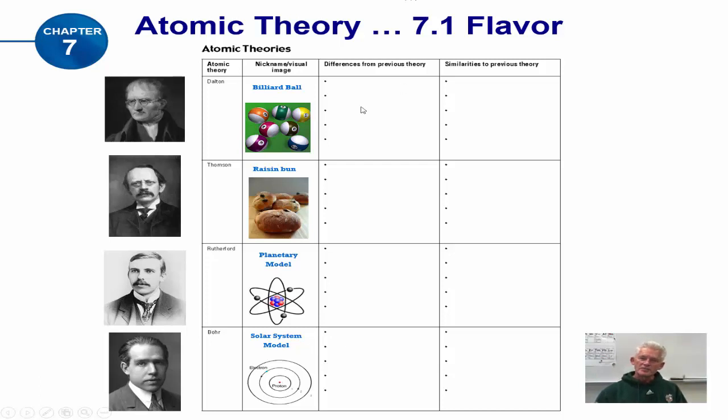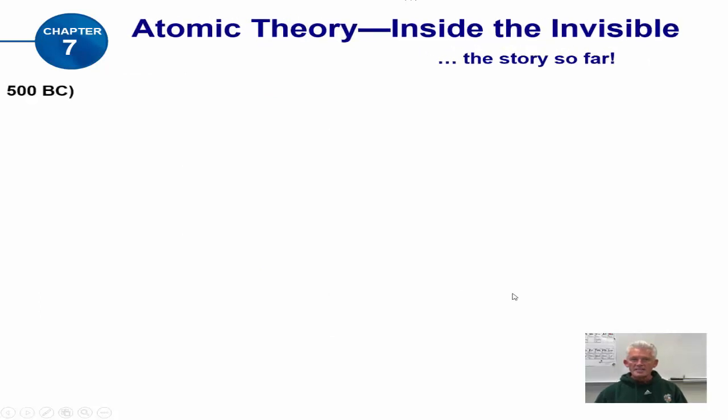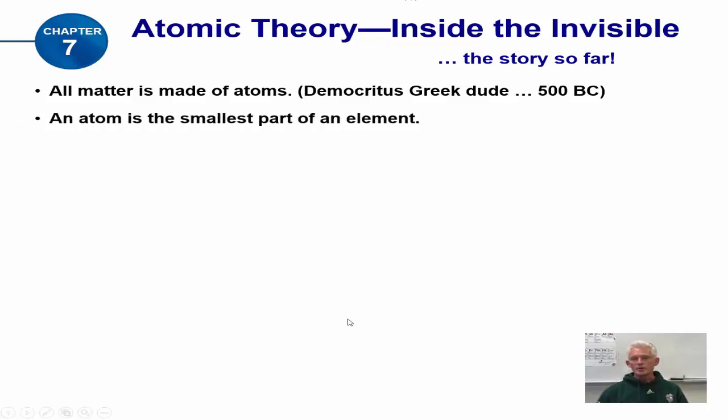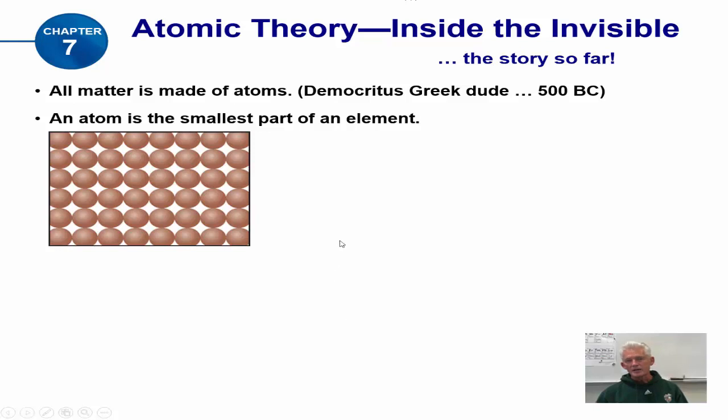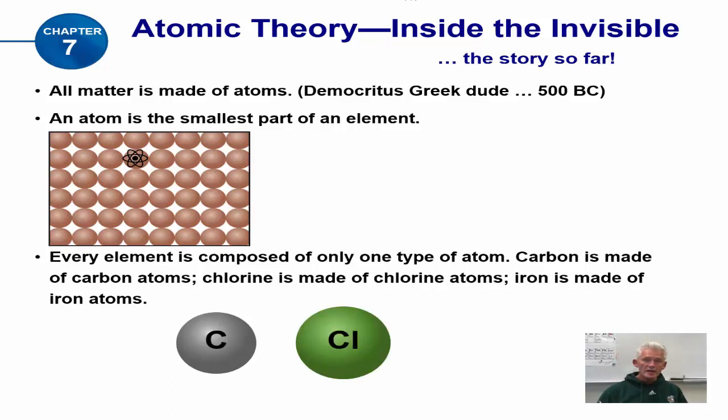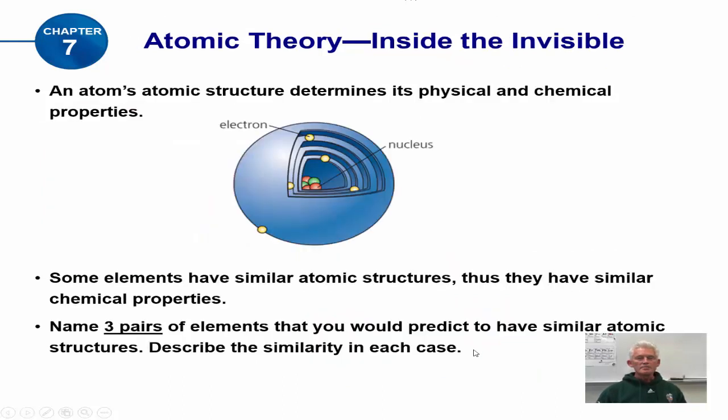So before we get to filling in this lovely little table, you should probably get a little review on the background here. So we're moving right along. Basically, we're going to give Democritus, back in 500 BC, credit for coming up with this term atomos, simplest or the smallest part of an element. And diagrammatically, you might look at an element as made up of these particles, where all the particles are the same. Every element is composed of only one type of atom. Carbon is made up of carbon atoms, chlorine is made up of chlorine atoms, and iron would be made up of iron atoms. Duh.